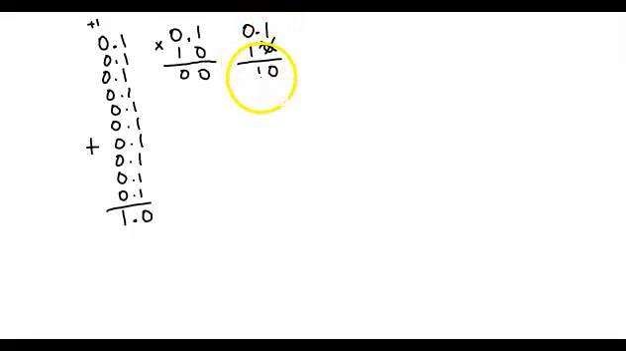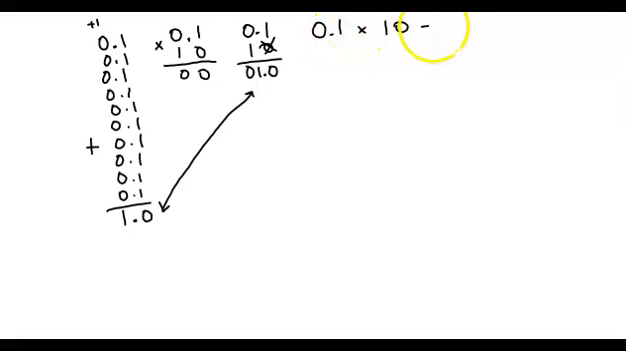1 times 1 is 1. 0 times 1 is 0. But where do I put that pesky decimal place? Well, it's one place in from the side. We're going to put it one place in from the side, just like that. And look, these are the same, because we can ignore this first 0. It's still just 1 whole. So 1/10 times 10 equals 1 whole.